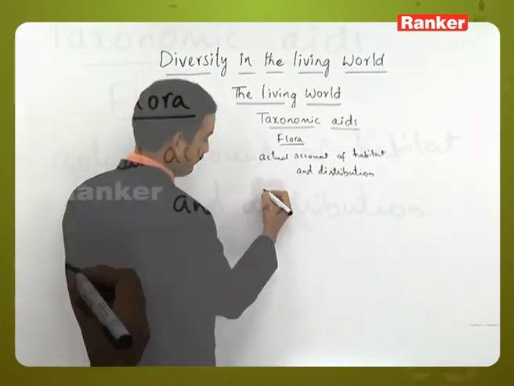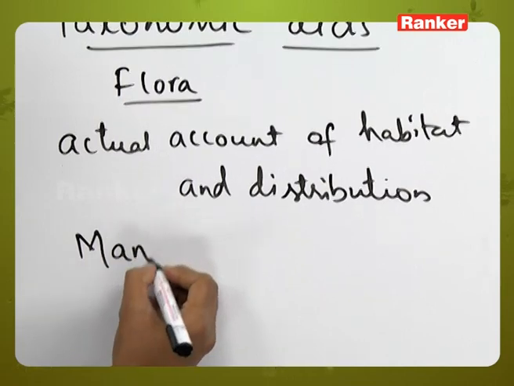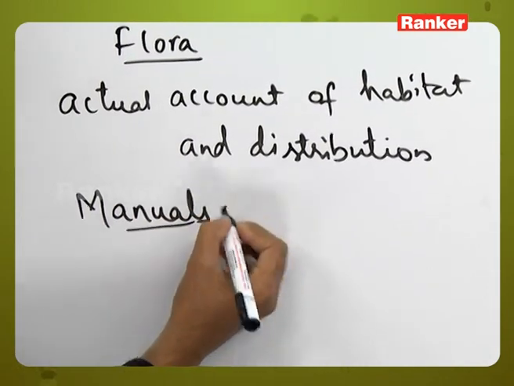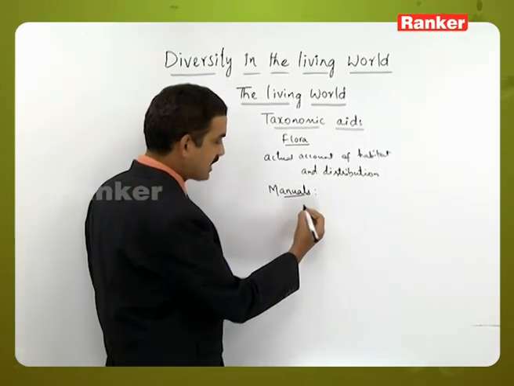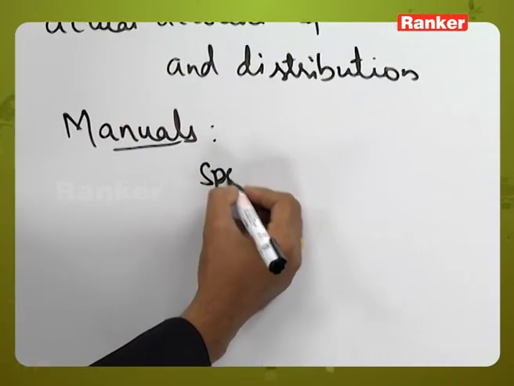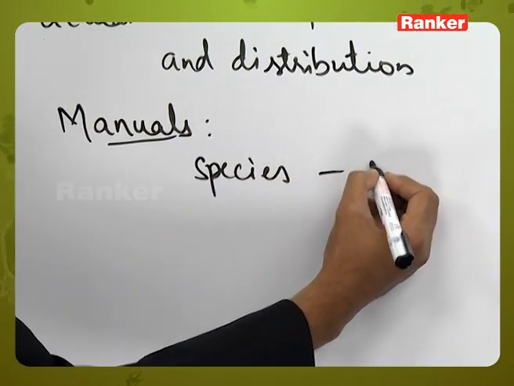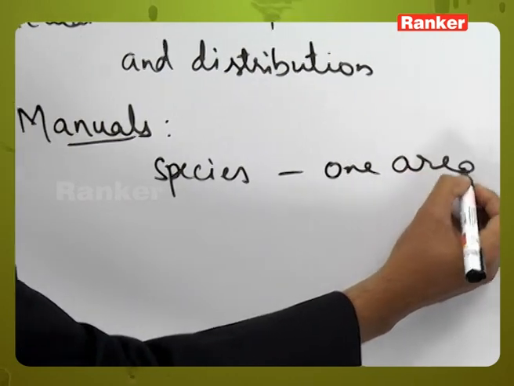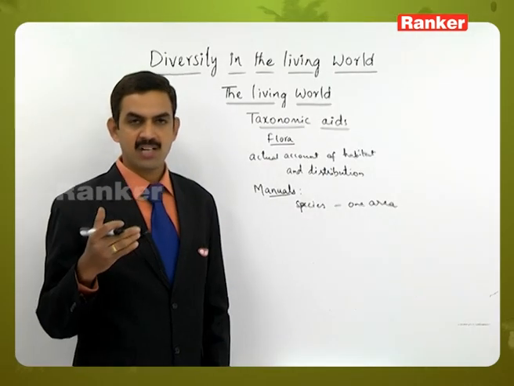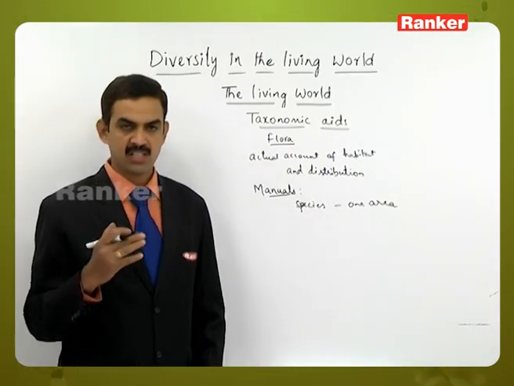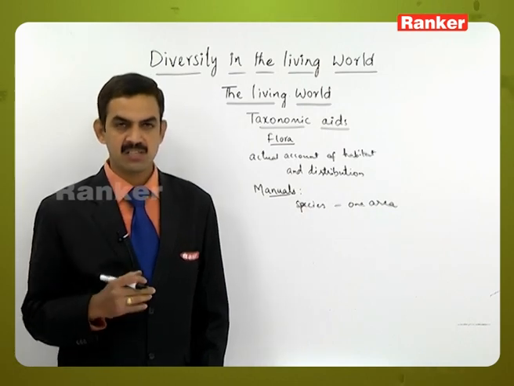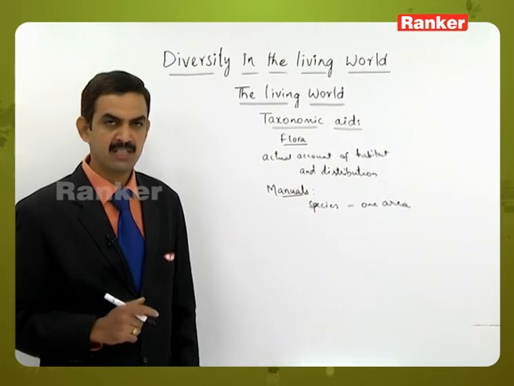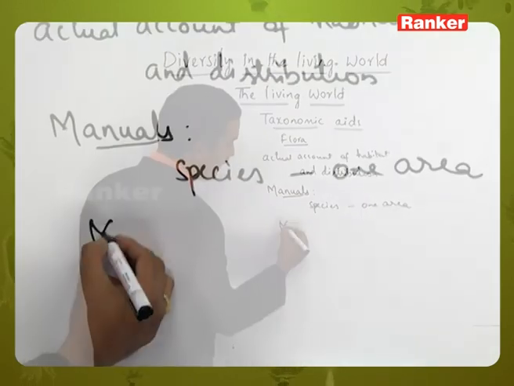The next one is manuals. Manuals give the information related to the plant species which are present in one area. That means how the plants present in one area are related to one another, and the characteristic features, how the similarity is observed between the plant species. Then monographs.